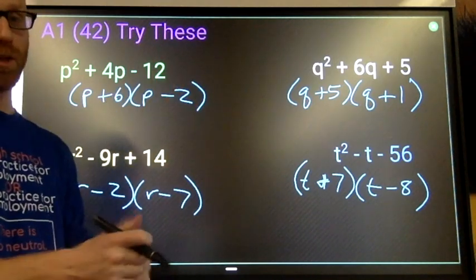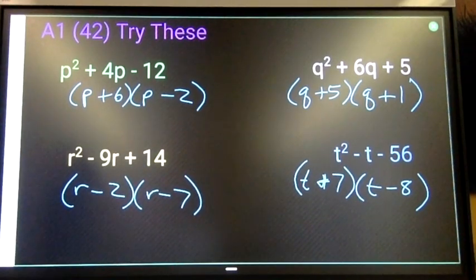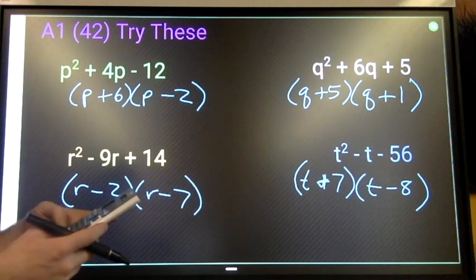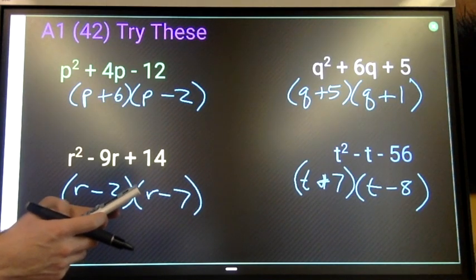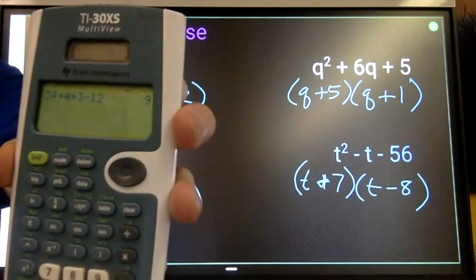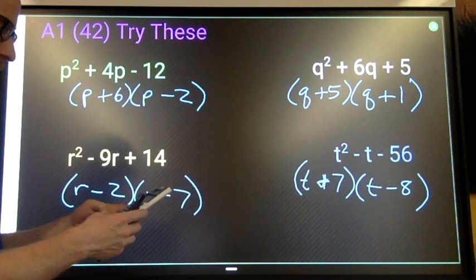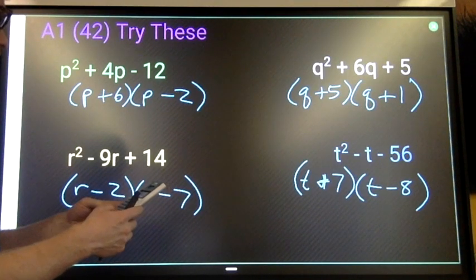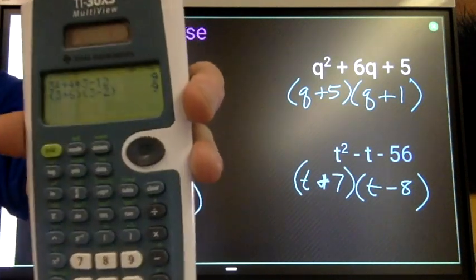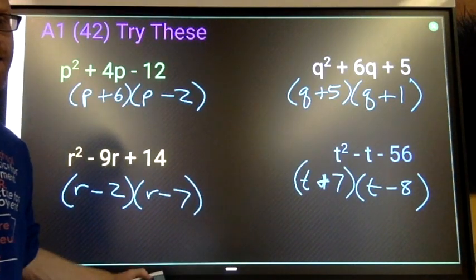Again, you can double check, does this actually match that? 2 different ways. You can do your multiplication, or you could do this. Pick any number to be p. Let's say 3. 3 squared plus 4 times 3 minus 12 gives me 9. Okay, if I do this with the factored form, 3 plus 6 times 3 minus 2. I don't even need to do that on the calculator, but should give me the same answer. So that's how you can double check, did I do things correctly?